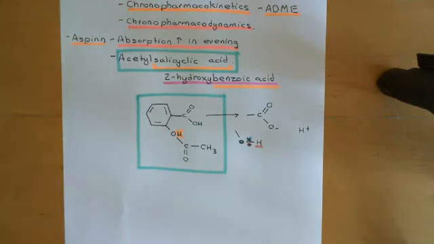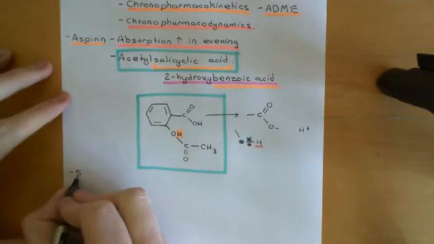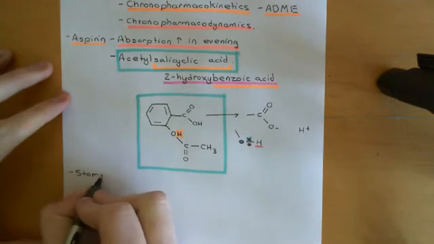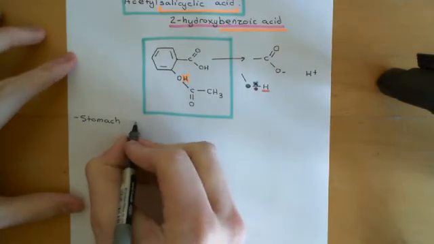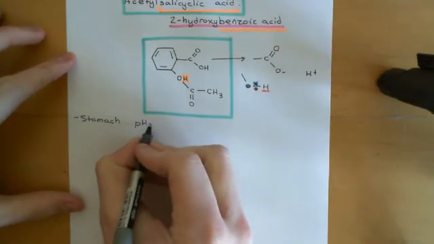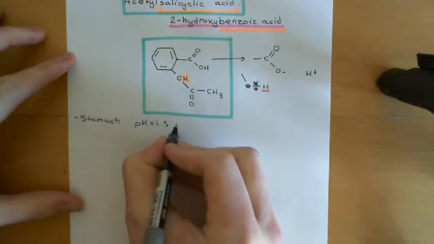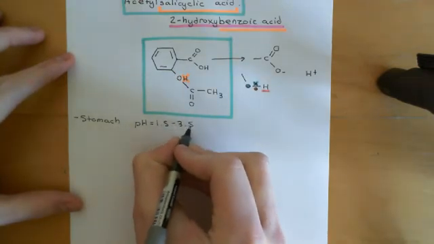So what does that mean for the absorption of aspirin? Where is it going to be absorbed? Well, this means that it's going to be absorbed best in the stomach. Now why is it going to be absorbed best in the stomach? Because in the stomach the pH is very low. The pH in the stomach is usually between 1.5 and 3.5.